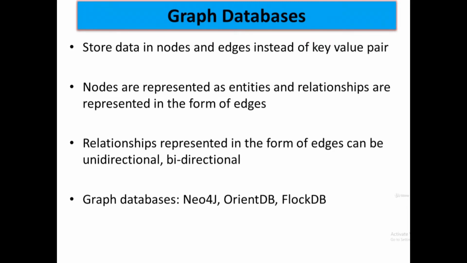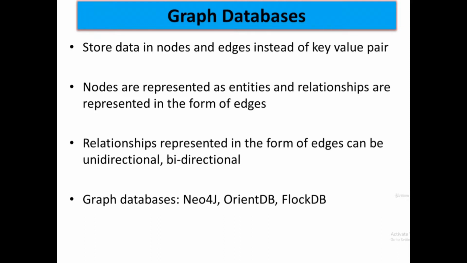Graph databases are ideal for representing complex relationships such as social networks and product preferences. Graph databases store data in the form of nodes and edges, in which nodes are represented as entities and relationships in the form of edges. Relationships can be unidirectional or bidirectional. Adding new relationships to the graph database is easy, but changing an existing relationship is a difficult task because changes have to be made on each node for each relationship in the existing data.